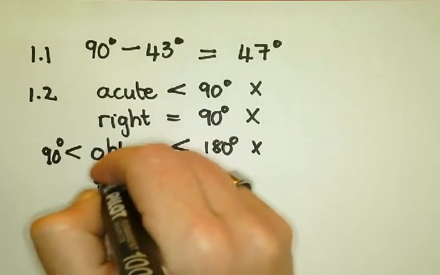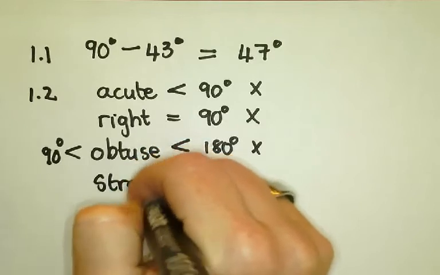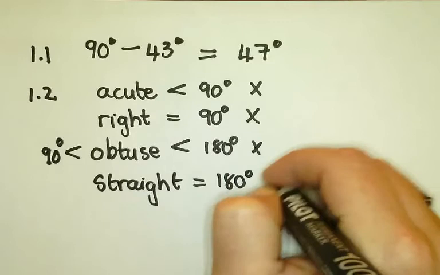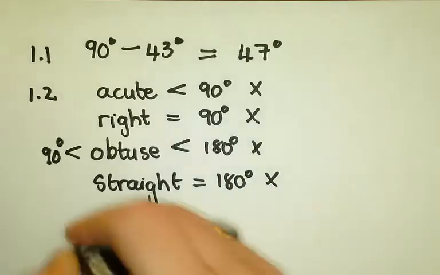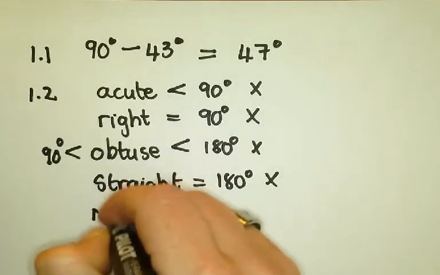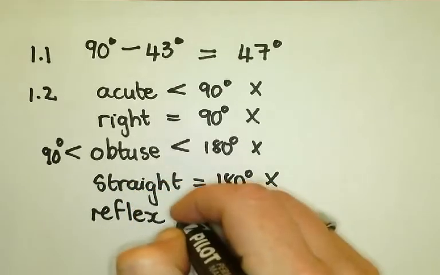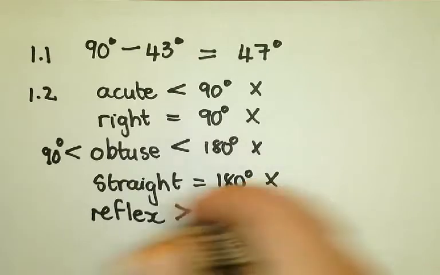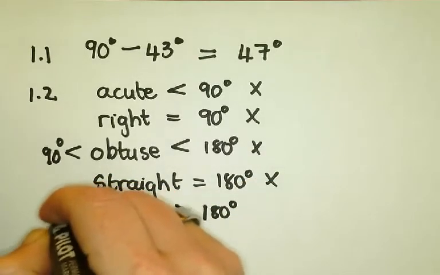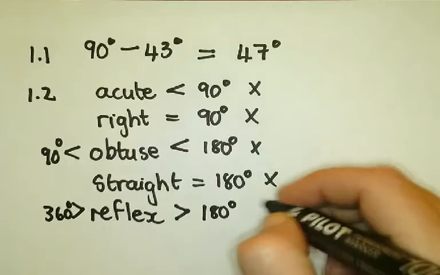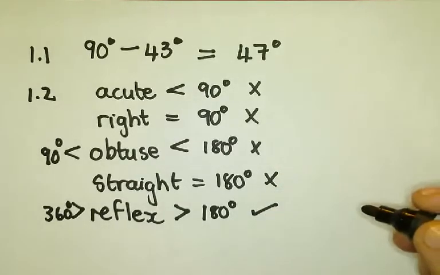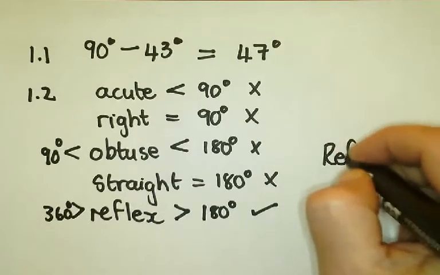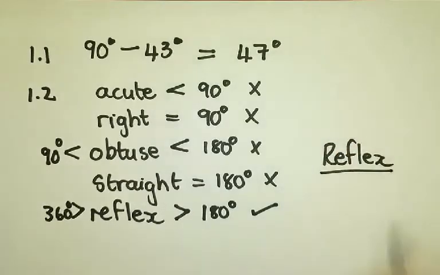We have straight lines, which are equal to 180. 245 doesn't fall there. And then we have reflex angles. These are bigger than 180, but smaller than 360, and 245 definitely falls there. So 245 is a reflex angle.